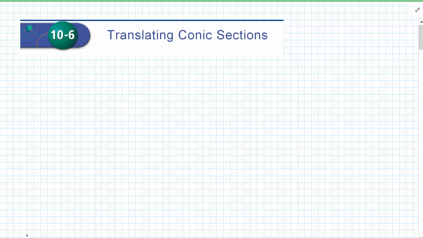Chapter 10.6, Translating Conic Sections. In this lesson, we're going to learn how to write equations of conic sections that have been translated and then identify translated conic sections. Okay, so let's get started.